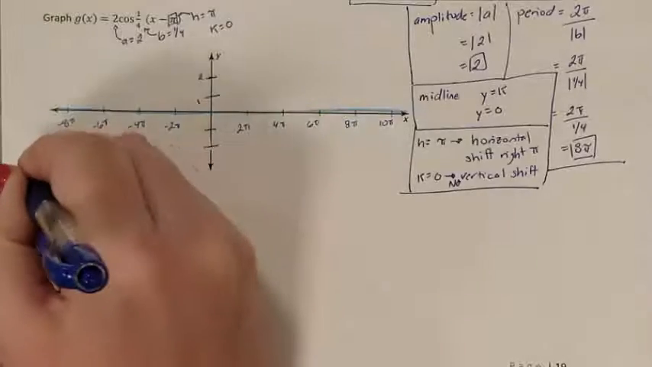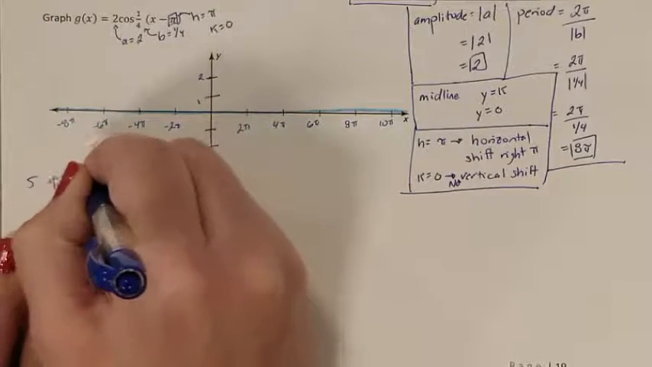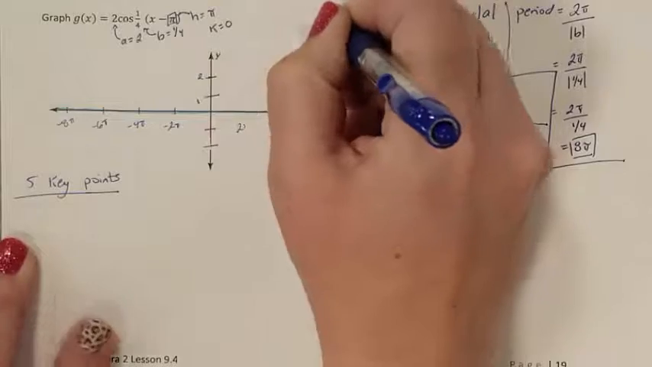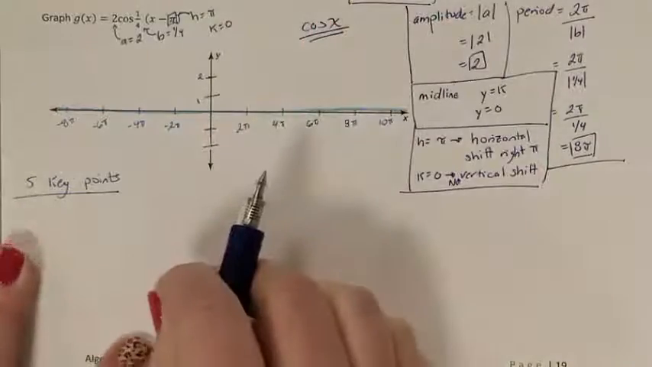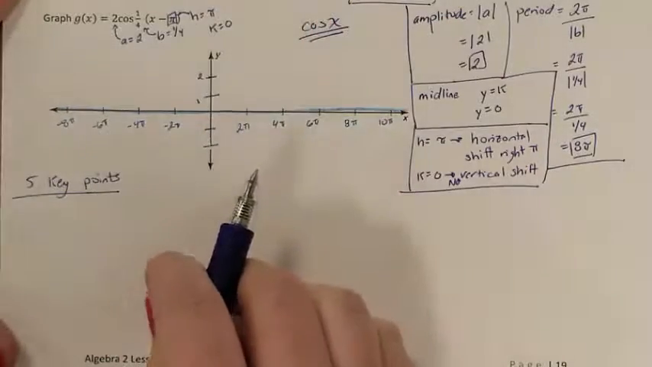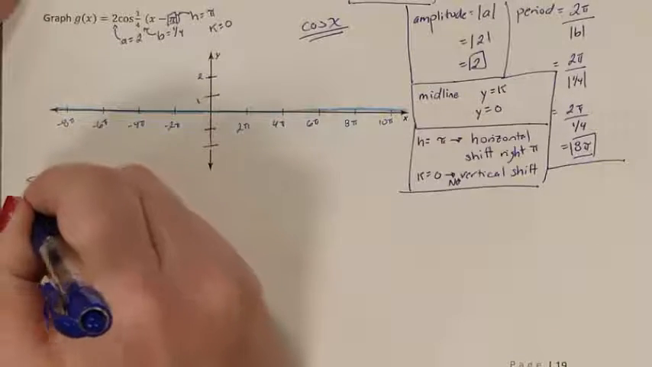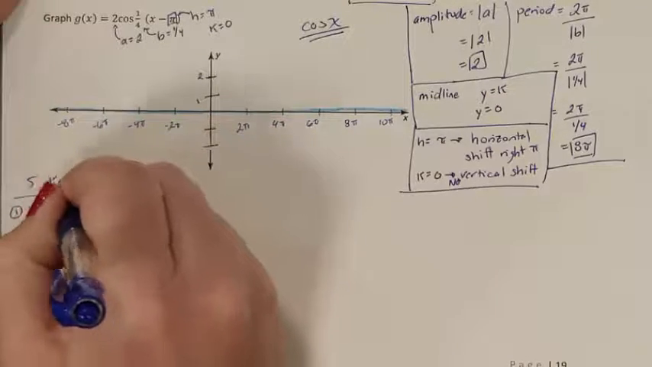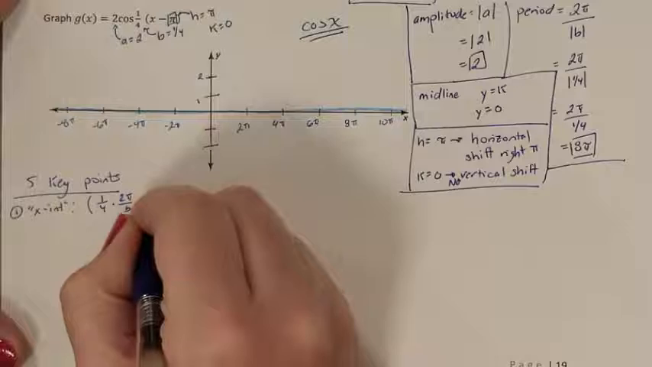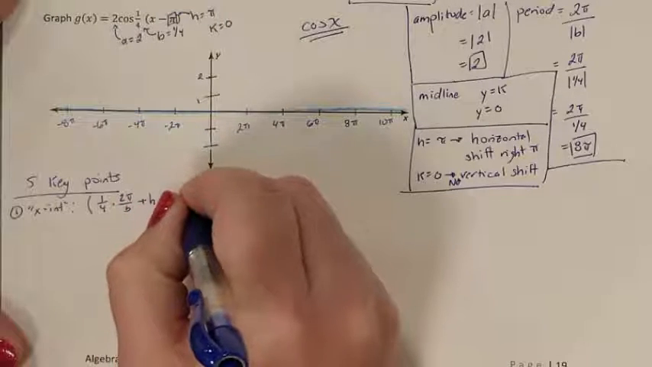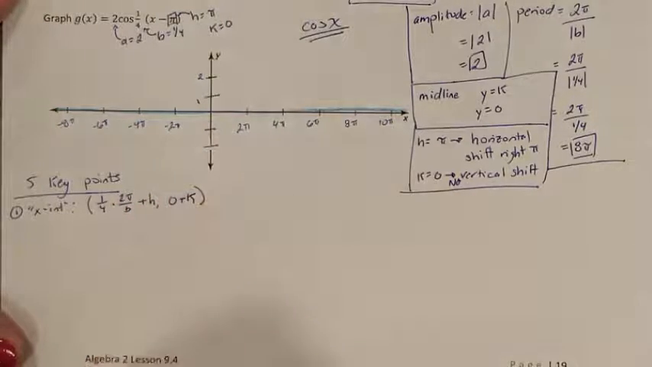Now we just need to find our 5 key points so that we are able to graph this. And it is a cosine of x, so you need to make sure that you are looking at the cosine formulas. Cosine has 2 intercepts with the midline, and they are x-intercepts at the moment. You need to make sure that the x has the h transformation in it, and that the y has the k transformation in it.